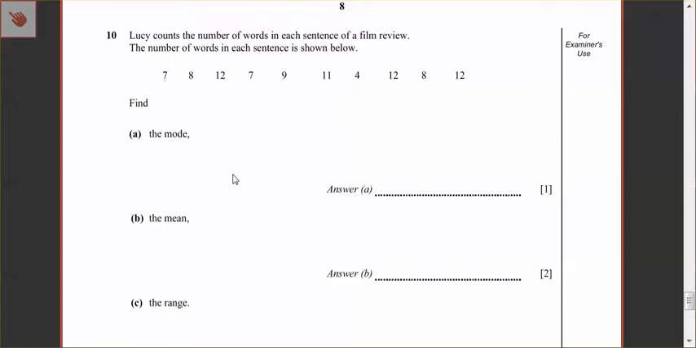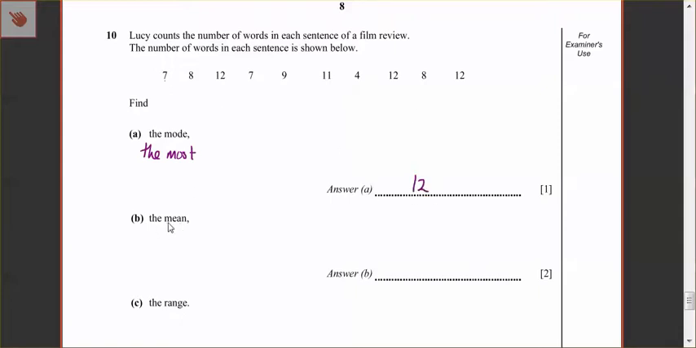Quite often people write them in order straight away. We don't need to for any of these, because we're not asked for the median. The median's the middle, and it has to be put in order. The mode is just the number that appears the most. So the one that appears the most is 12.